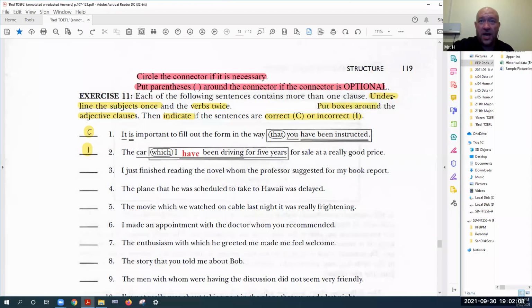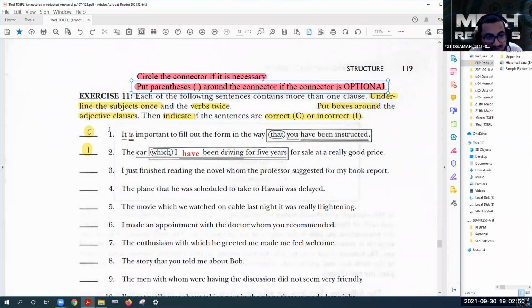Yazan, can you read? Underline the subjects once and the verb twice. Put boxes around the adjective clauses. Then indicate if the sentences are correct or incorrect. If the connector is necessary, what do we do? Circle the connector if it's necessary. What if it's optional? Put parentheses around the connector if the connector is optional. Good.